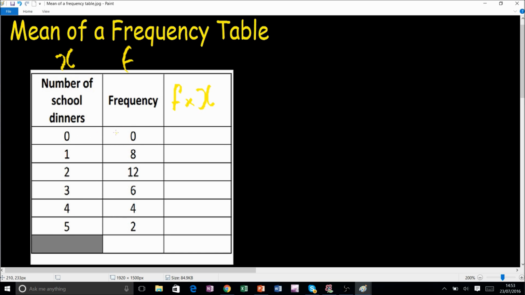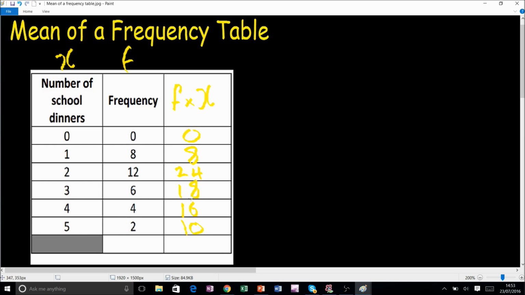So the first one is going to be done for us. So we do 0 times 0 is going to give us what? 0. Lovely. Now we're going to do 8 times 1, which gives us 8. Okay? And then we're going to do 12 times 2, which gives us 24. And we're going to do 6 times 3, which gives us 18. We're going to do 4 times 4, which gives us 16. And we're going to do 2 times 5, which gives us 10.